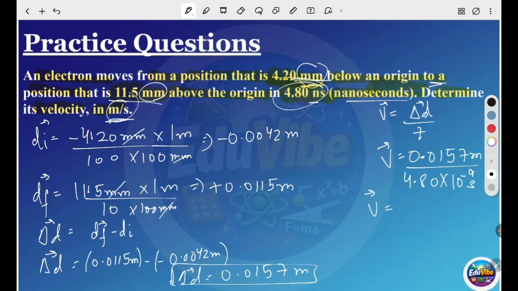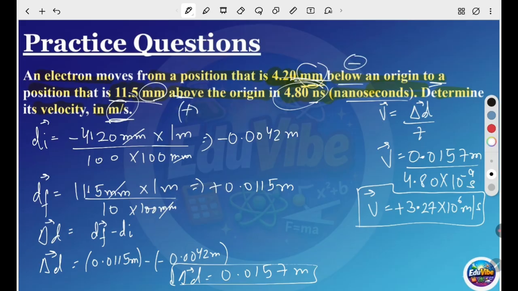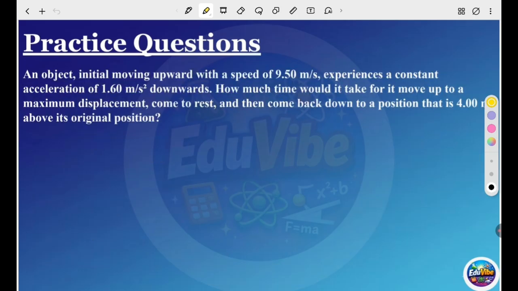And now when you divide both, you get about positive 3.27 times 10 raised to power 6 meter per second. We take above as positive, below as negative, so it's above, or we can say it's upwards. So from here we get the velocity of about 3.27 times 10 raised to power 6 meter per second upwards, or above the region. Next question.